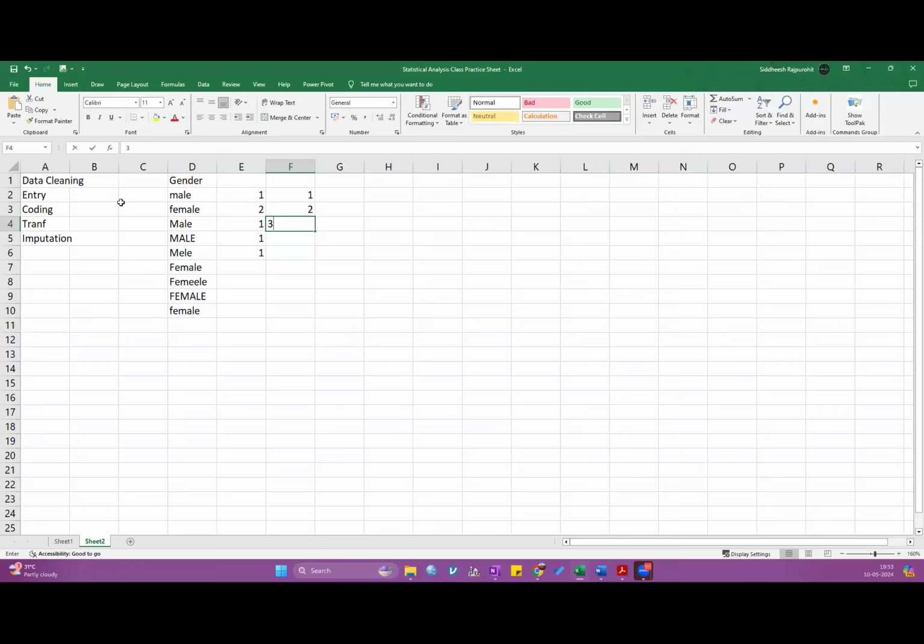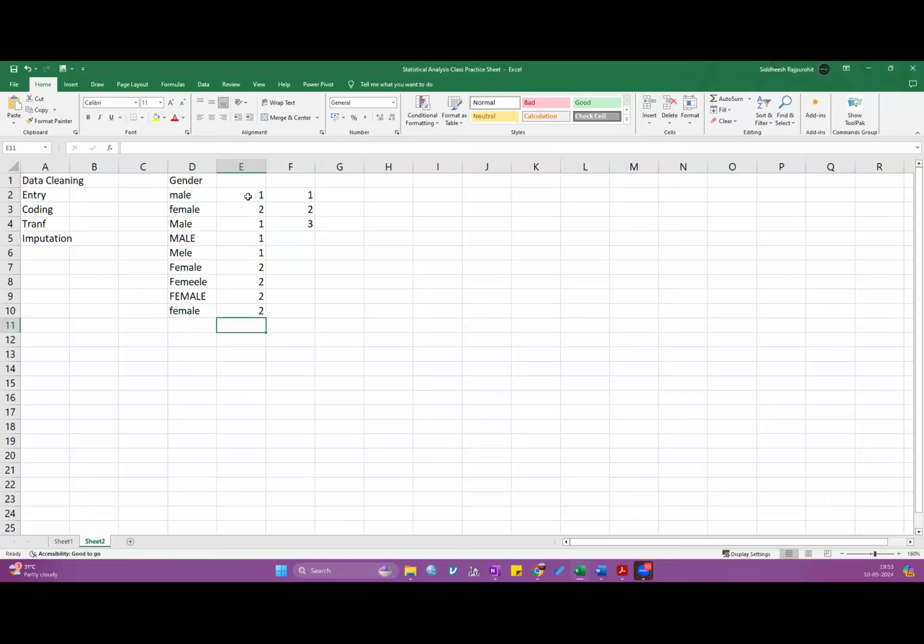The next thing we should do is data coding. So we code male as one. It's totally up to you. If you want, you can code two as well, or zero. It does not matter as such. But write one for male, and for female you can use two. No issue. The others again male, male, male, female, female, female, female. Perfect. Any doubts till now?